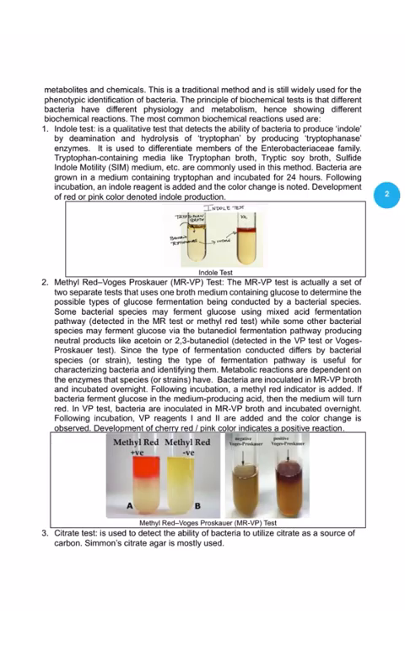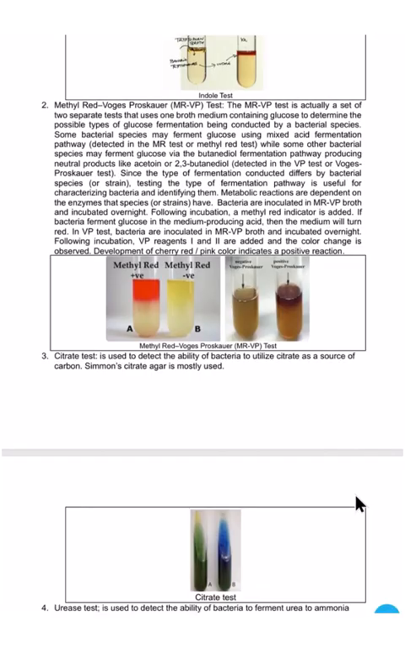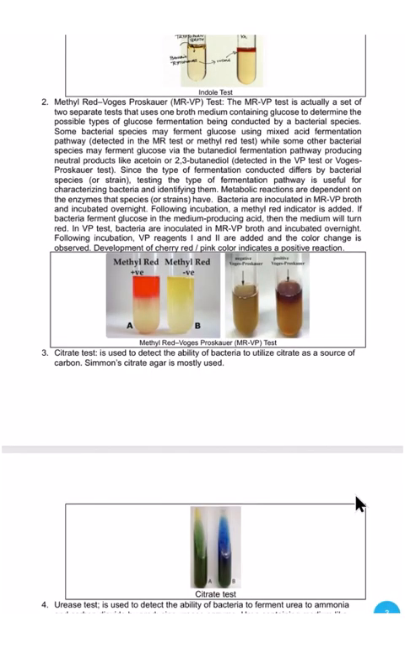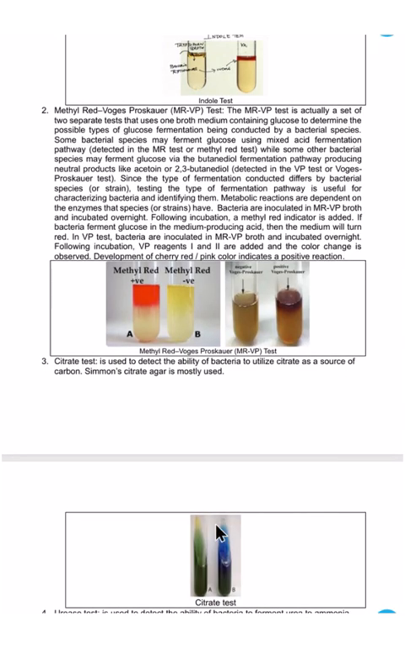And if it uses the carbon, then there will be a change in the color, as you can see here. Citrate test. There is a change. This is a slant in the tube. As you can see here, there is a change in the color. Once it grows, the color of the medium is green. If it utilizes the carbon, then the color of the medium changes into blue.